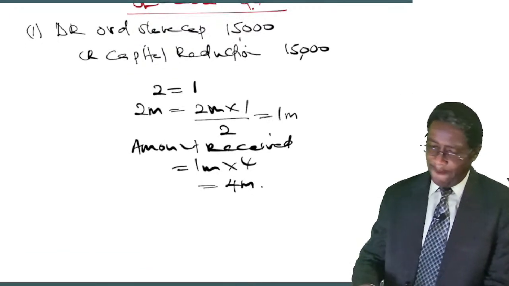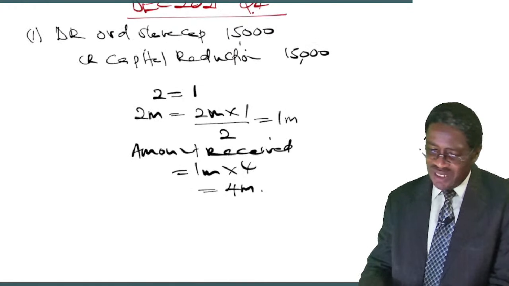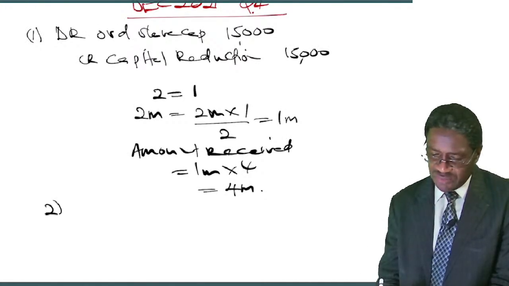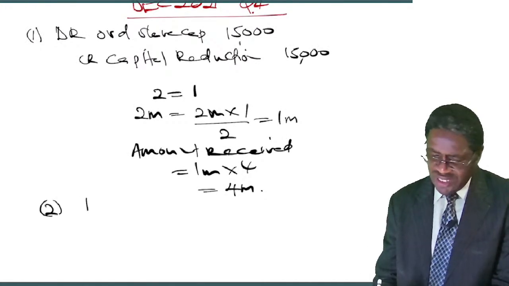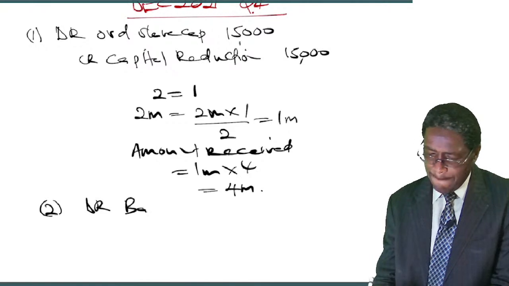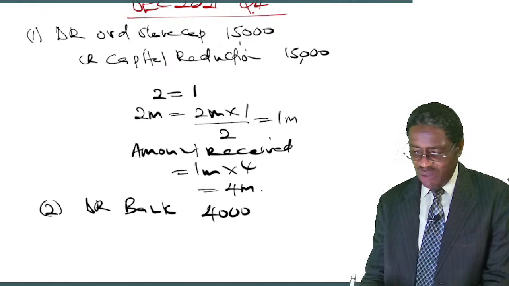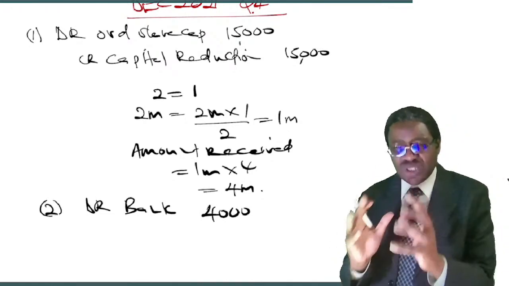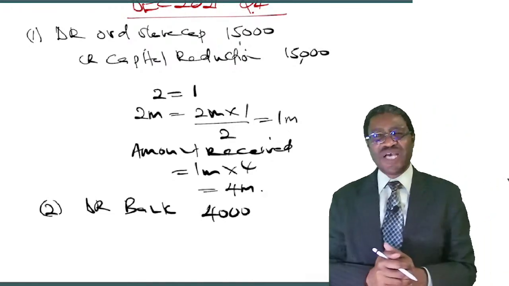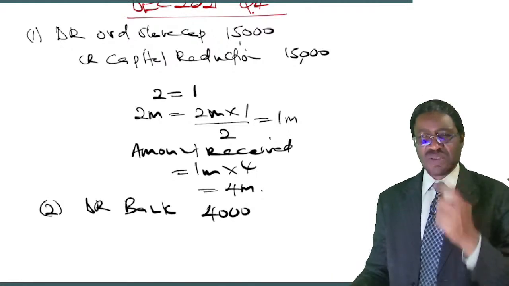Good. So let us debit bank. That's number 2 journal. We are debiting bank by how much? 4 million. Our figures are in thousands, mark you.